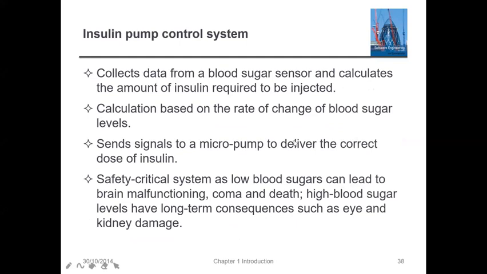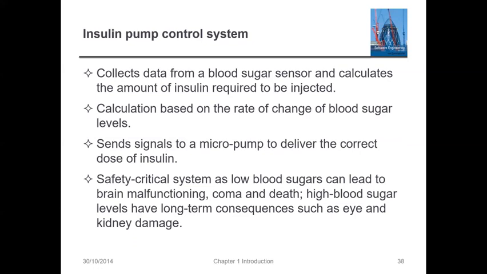Let's go to the next slide. This is your insulin pump control system. What we are doing here, and why we are reading this, is that there is a process to find out the control system over your insulin pump and how the process is carried out. That is also a part of your software engineering technique.